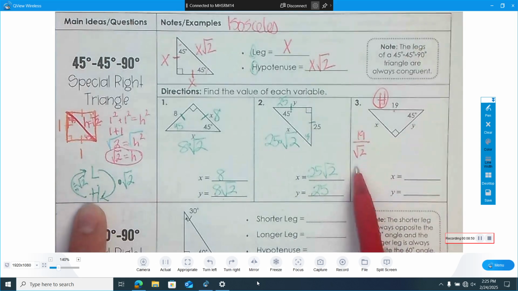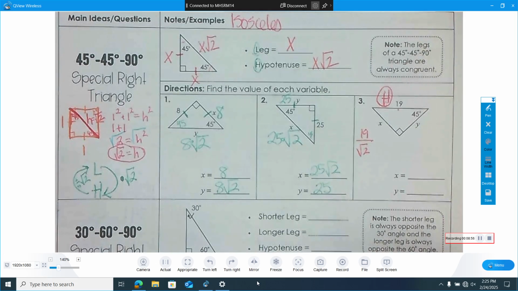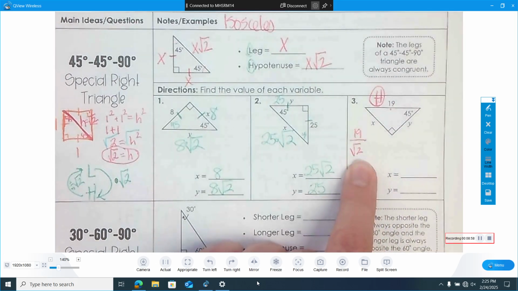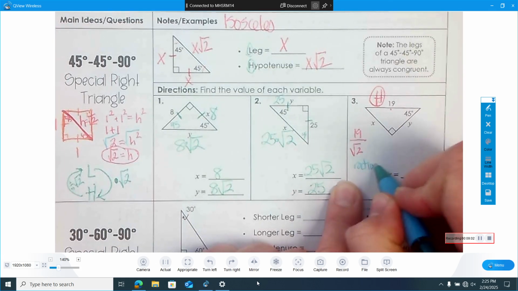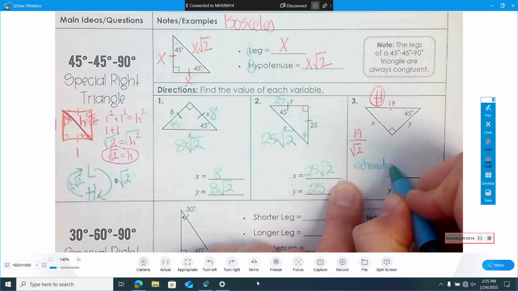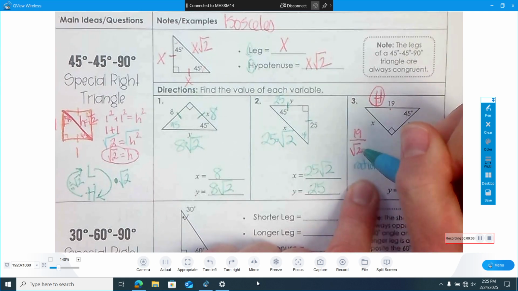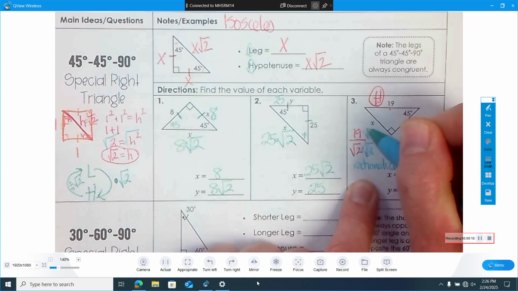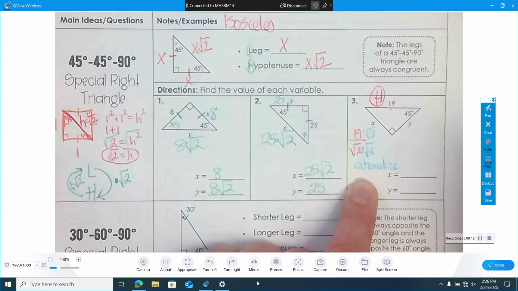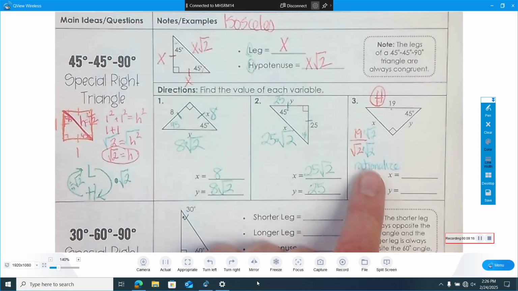Now, this is a no-no. We can't have radicals in the denominator, so what do we need to do? It's the thing that you told us. Rationalize. I'm going to write that down. R-A-T-I-O-N-A-L-I-Z-E. So, hold on. We're going to multiply top and bottom by radical 2. Radical 2 on top and bottom.